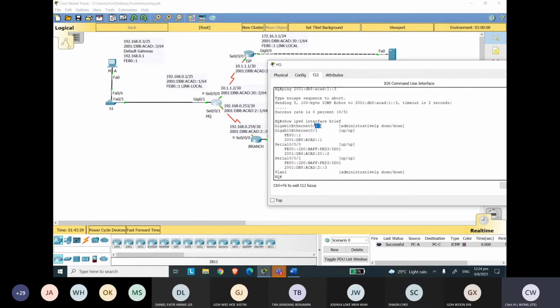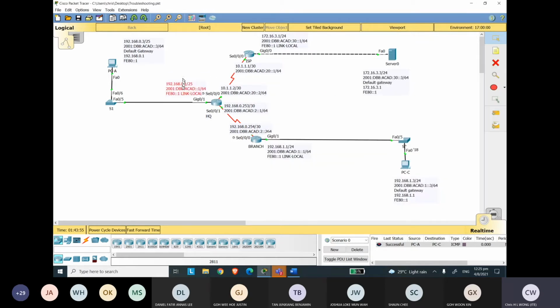You know why G00 is unassigned and down? Because you don't have a G00 here. It doesn't matter. We are not using G00. We are using G01. So what you need to do is to check if the IP address is correctly assigned on G01. You can see the G01 addressing, which is here, okay? This is G01. Is it correct?